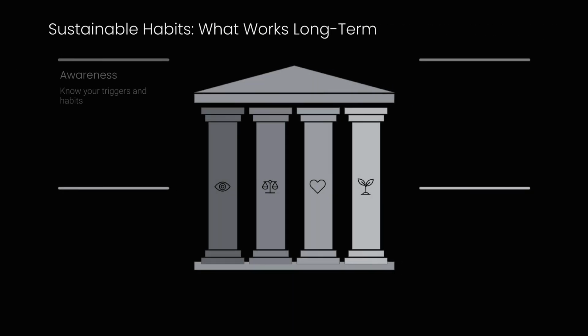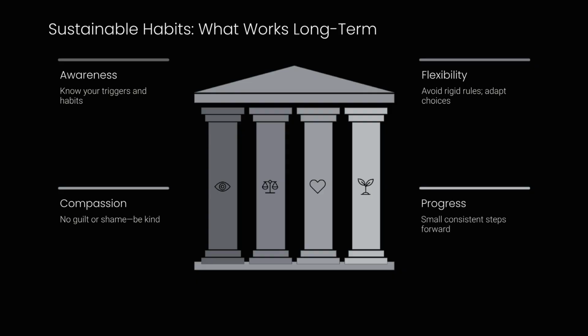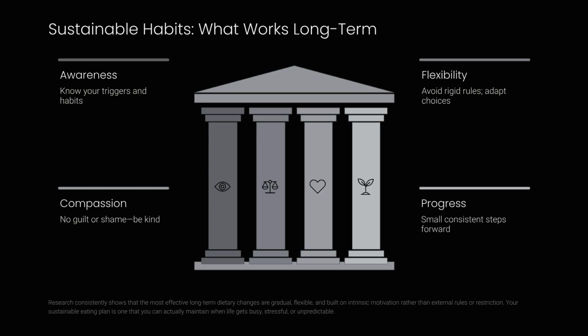Sustainable habits are built on awareness, knowing your triggers and habits, and flexibility, avoiding rigid rules. They also require compassion, being kind to yourself, and progress, focusing on small, consistent steps. Your sustainable eating plan is one you can maintain during busy and stressful times.